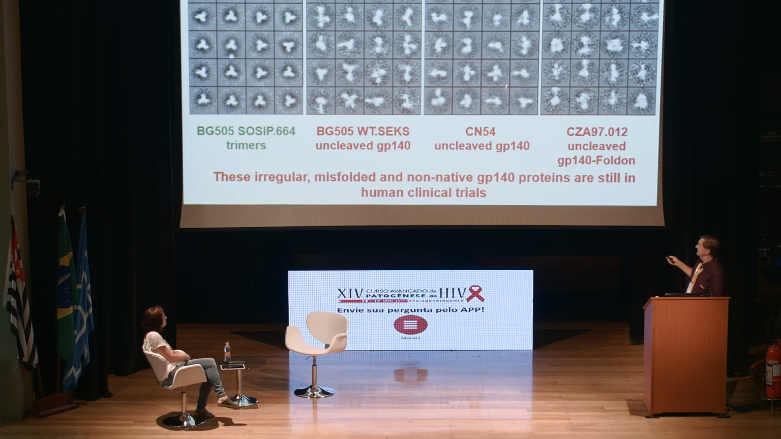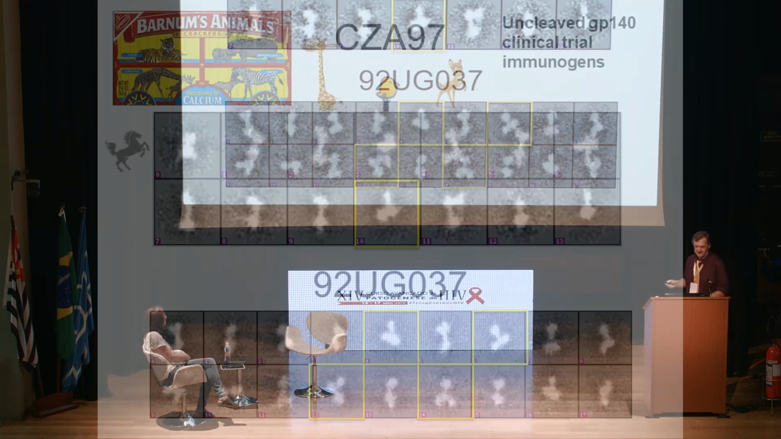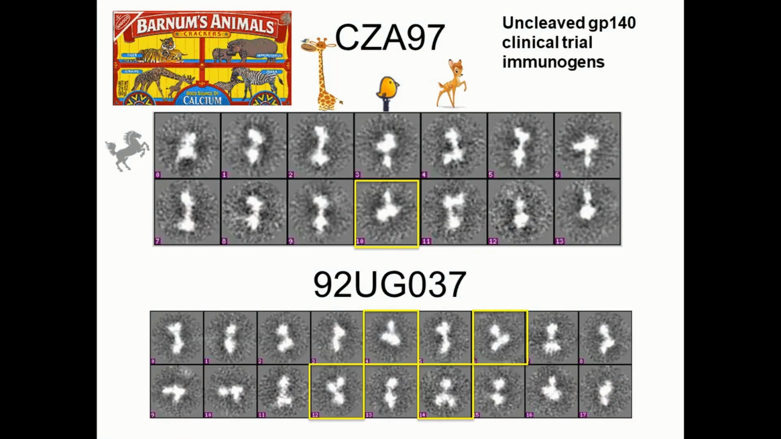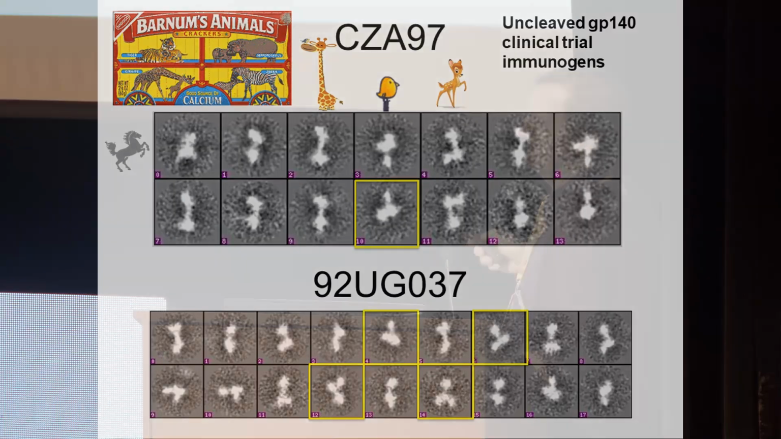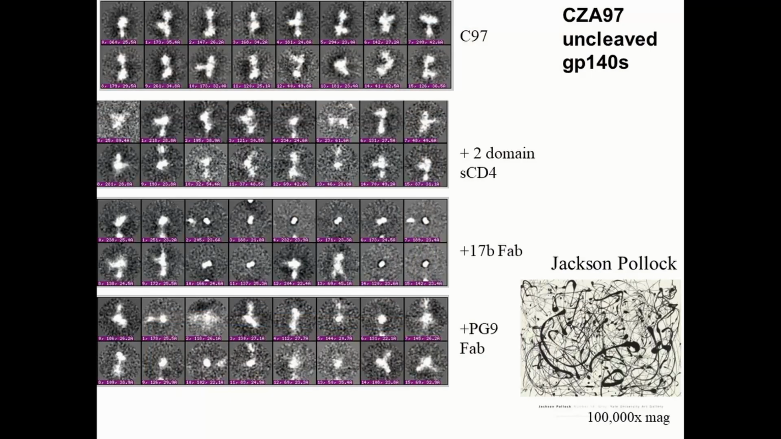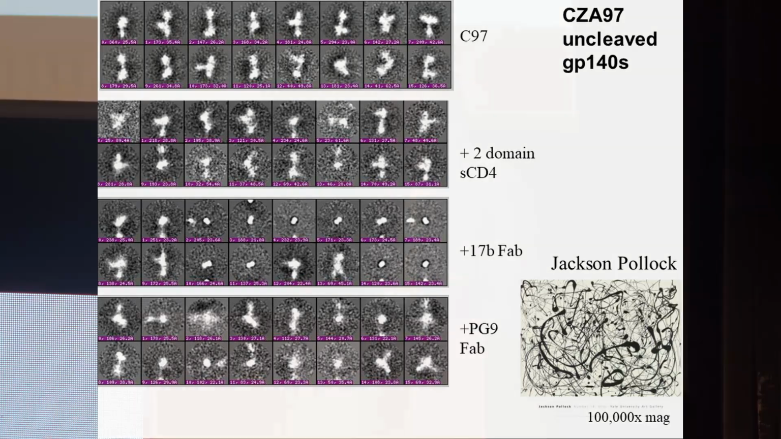And when you look at these, you see some interesting shapes. Here's one that looks like the little Tweety Pie bird. This one is the giraffe. This one is Bambi. And so we decided that we didn't want to have Bambi. We wanted to have a regular trimer that looks in the right shape. Here's essentially, you look at them and they look like a Jackson Pollock painting. So we've moved on from those old ones.